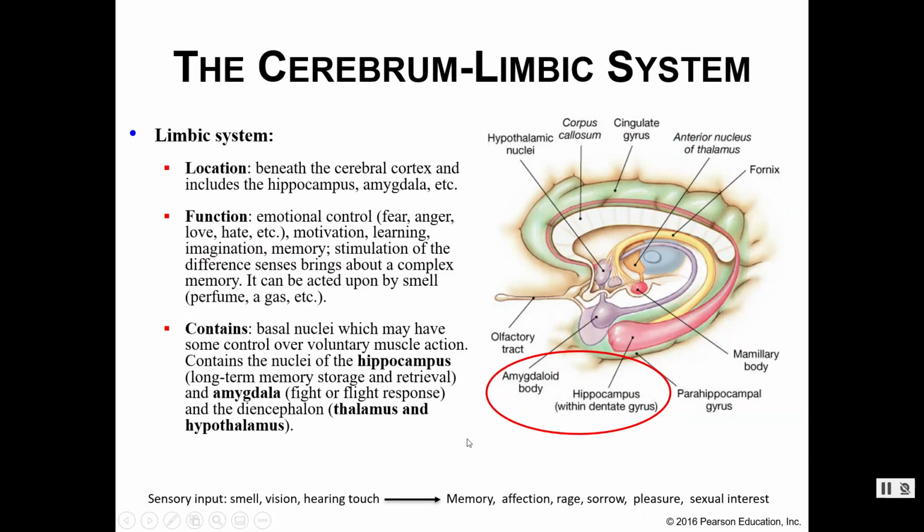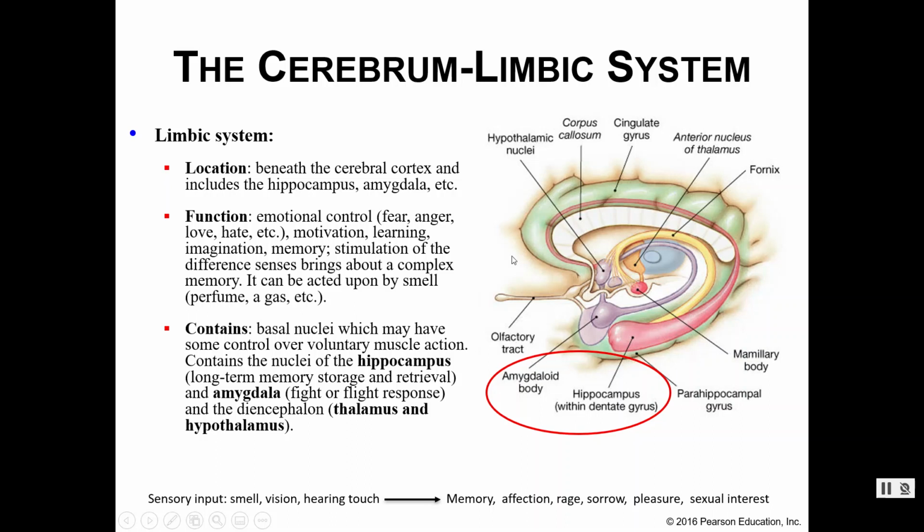Now, your limbic system. Your limbic system is located beneath the cerebral cortex and includes a couple of regions that we'll mention here and there, but collectively, we've got your hippocampus, your amygdala, your thalamus, and your hypothalamus. So we kind of highlighted a couple of things here for us.